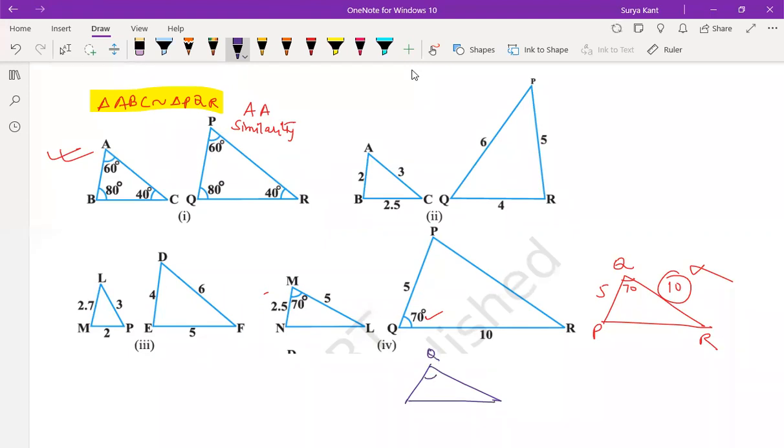If I'm writing here Q and here if I write P and here R, so QR is how much? 10, right? And it is 5. It's similar, right? It's similar, no? See? But you should tell that triangle MNL is similar to triangle QPR. Okay, you should write in this way. Is it clear? You should write in a different way over here, children.